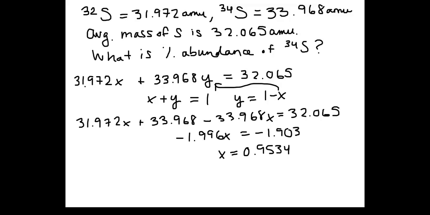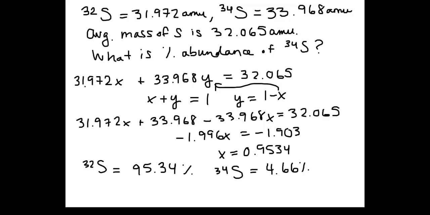I need the decimal for 34. So instead of 95.34%, that's 32s, it's 100 minus that, which is 4.66. If you just solved for x here and plugged 1 minus y in, you would have gotten 2 sig figs, so your answer would be 4.7%. Questions? So always be careful as to which decimal applies to which number.